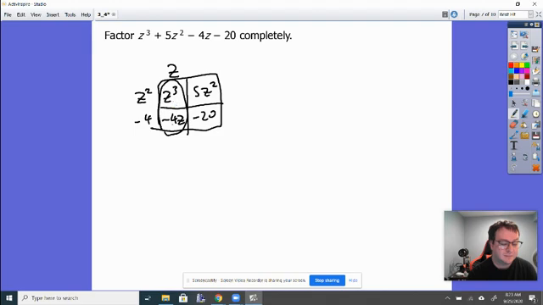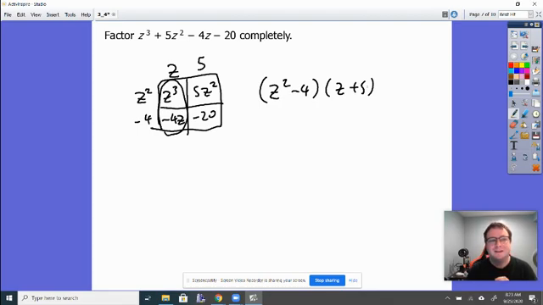Negative 4 times z gives me negative 4z. And then 5 times z squared gives me 5z. And then negative 4 times 5 is negative 20. So on this one, it is z squared minus 4, z plus 5. Now, I do want to be careful here, though, because it says factor completely.